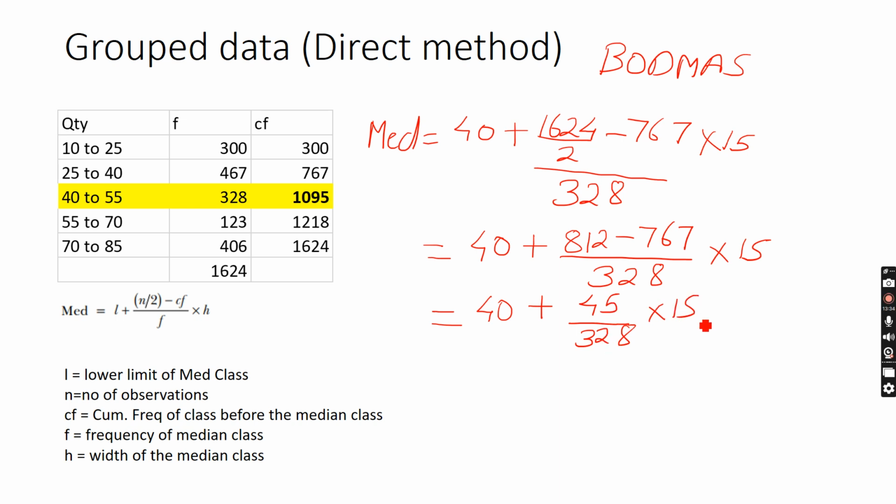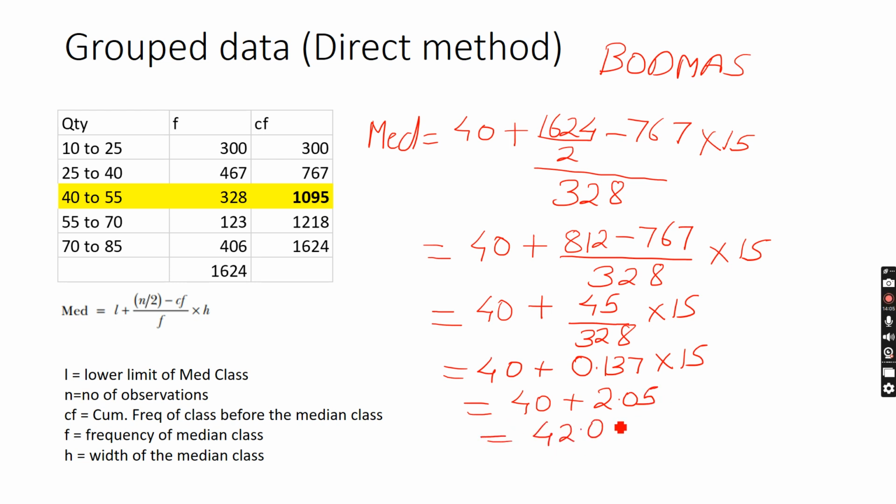Now, should we do division first or multiplication? The precedence is for division. So again, I write 40 plus 45 upon 328, which works out to 0.137, into 15. Now we have two more operations, plus and multiplication. Multiplication takes precedence, so I take 40 plus 0.137 into 15, which adds up to 2.05. And your final answer is 42.05. I hope you've understood how to calculate the median for grouped data.